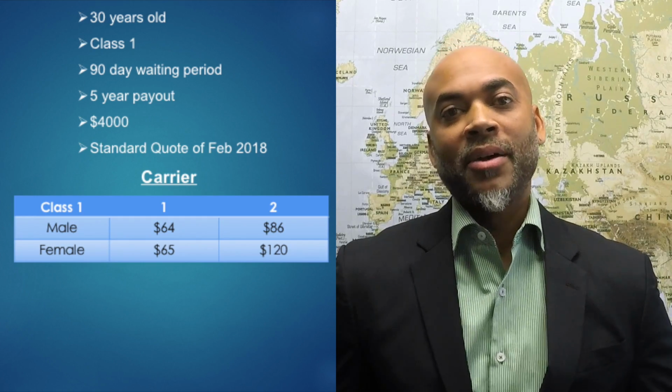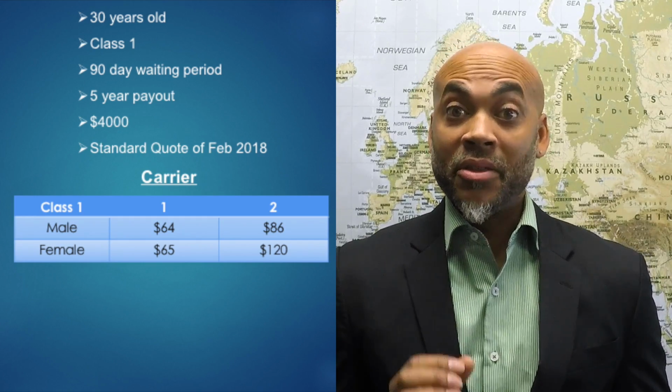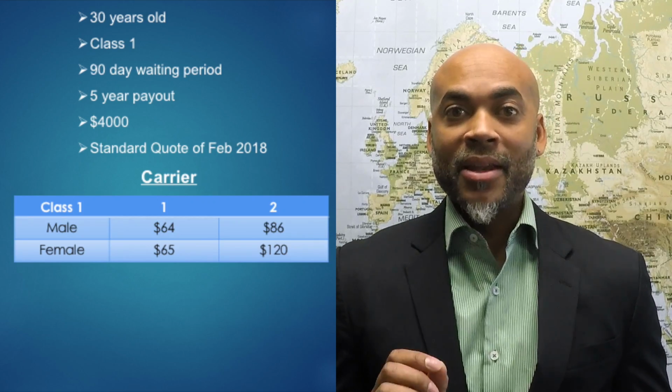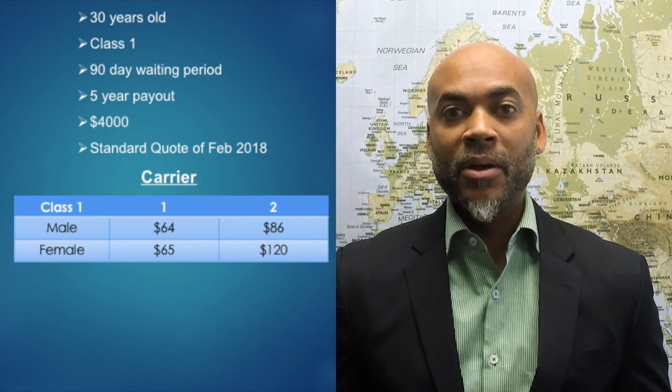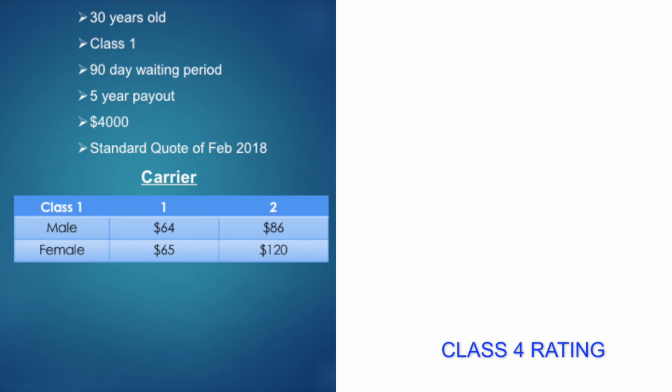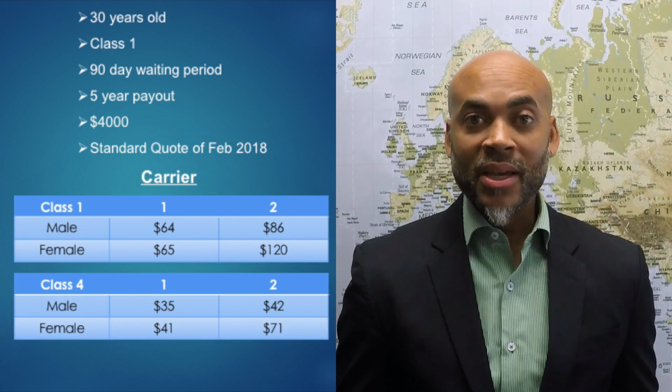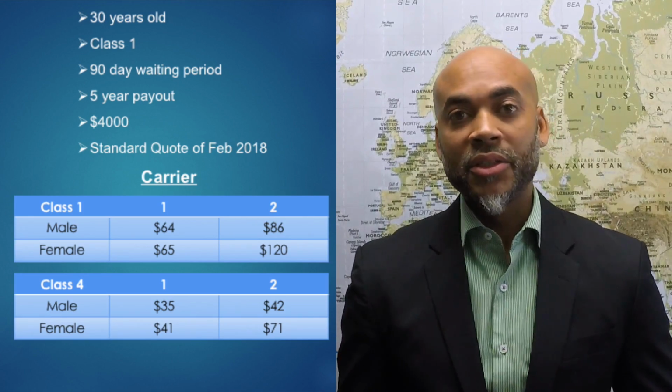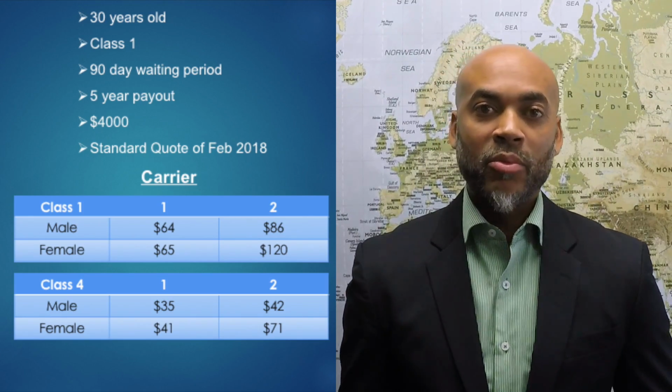First example is a $4,000 policy. What I've used is a 30-year-old male and female, a 90-day waiting period, 5-year benefit period, and no riders were added to this policy. Now the second example is everything is the same as the prior one that I just gave you, except this is a class 4 pricing.